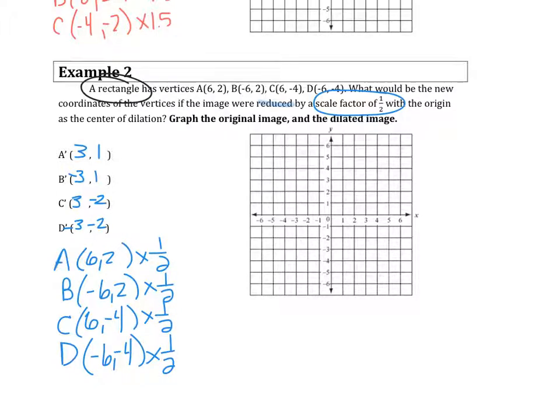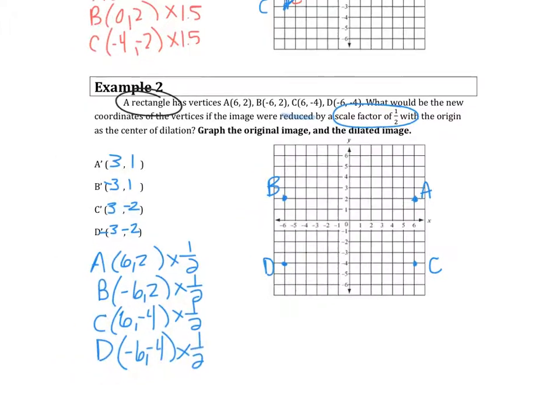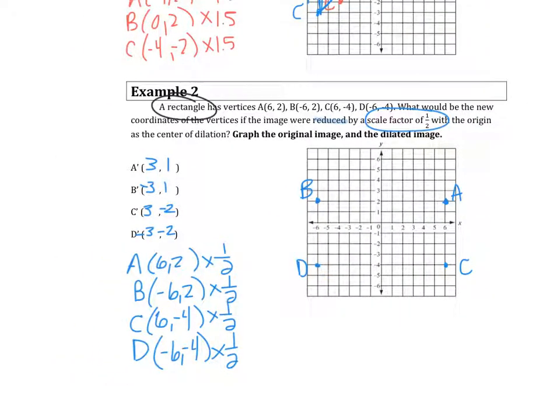Let's graph them. So the original was at 6, 2, A. Don't forget to label. Negative 6, oh my gosh, this is a huge rectangle. Negative 6, 2 is B. C is at 6, negative 4. D is at negative 6, negative 4. Put everything together. Big rectangle.